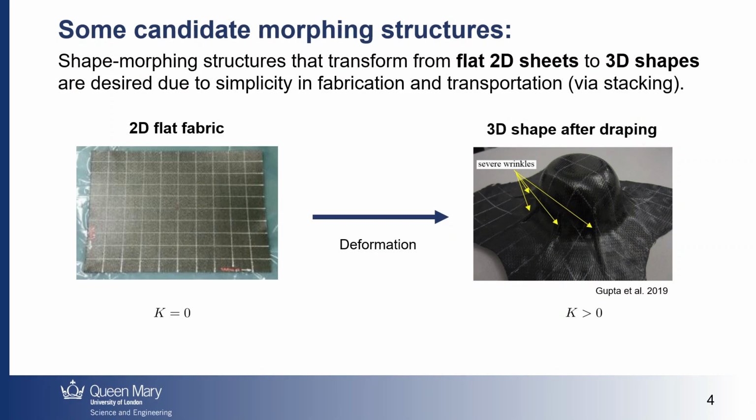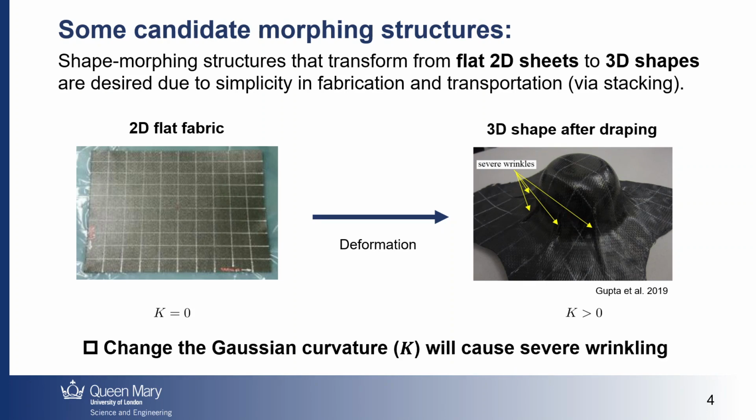Here I will present some very simple structures that can transform from a flat 2D sheet to 3D shapes, due to their simplicity in fabrication and transportation, as they can be transported while stacking. A classic example here is to morph a 2D flat fabric into 3D shapes. But as you can see, if you want to achieve that, you will cause severe wrinkling.